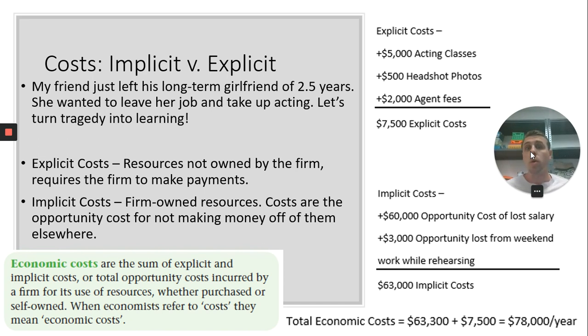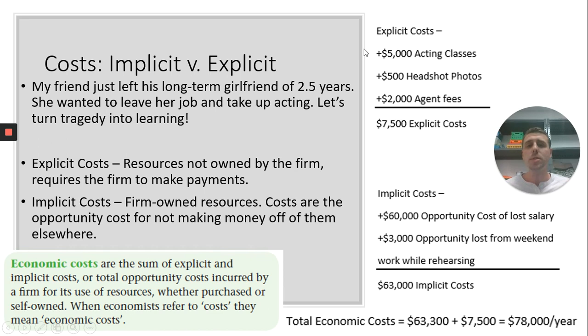Implicit costs are more implied costs, obviously by the word. Basically, it's the opportunity cost of not using things that are yours for something else, okay? So for example, in this true but helpful example, my friend left his longtime girlfriend of 2.5 years. She wanted to leave her job and take up acting. So let's turn tragedy into learning. Let's look at the explicit and implicit costs of that decision as if she were a firm, because she herself is an entrepreneur. So we'll look at how that plays out, okay?